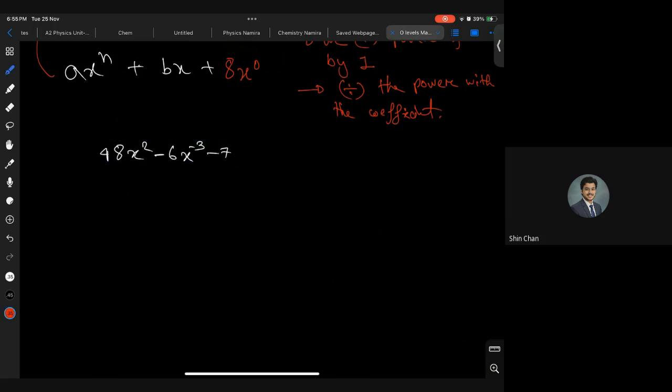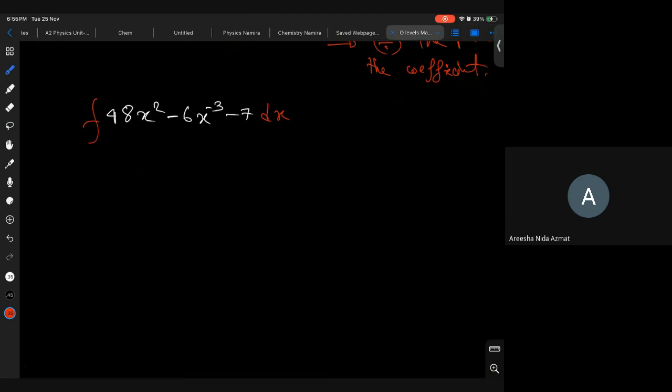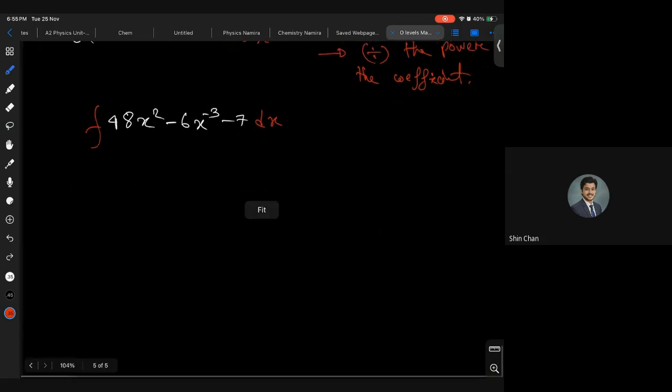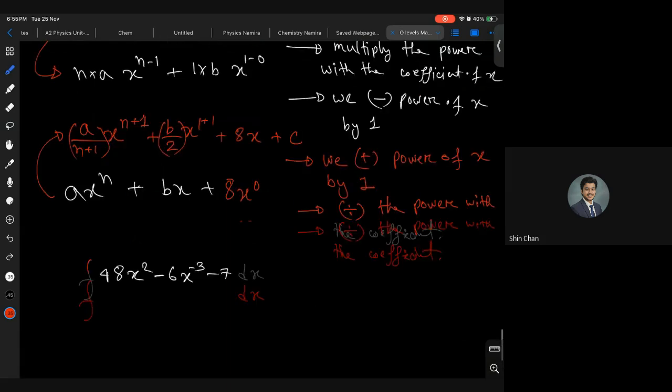Can you find me the integrated form of this? Maybe we would divide 48 by 2 and then plus x to the power of 2 with 1. 48 by 2, it's 24. Arisha, think a bit. Like, what was the rule? At first, for differentiation, we multiplied and then subtracted, and for integration, it will be ulta. We have to add it first and then divide.